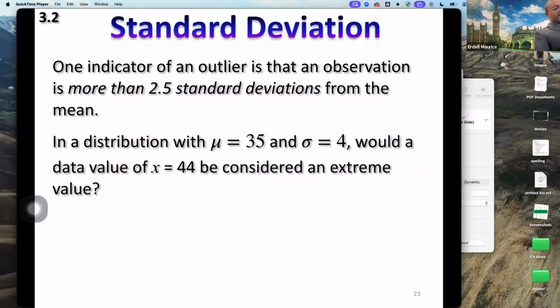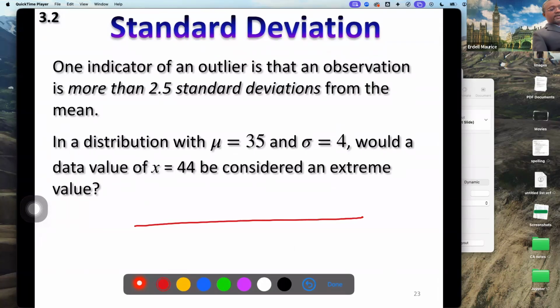So if I had my number line right here, the mean right here is 35. And the question is, is the number 44 an outlier? In other words, is this something that's unlikely to happen in this data set? It could, but is it something that's unlikely to happen in this data set?